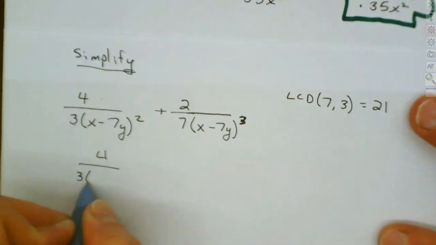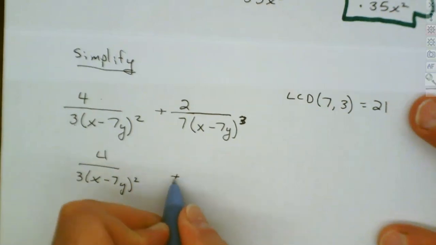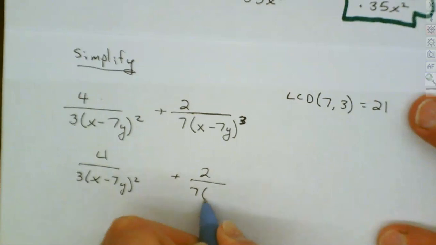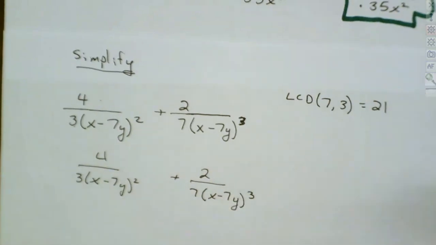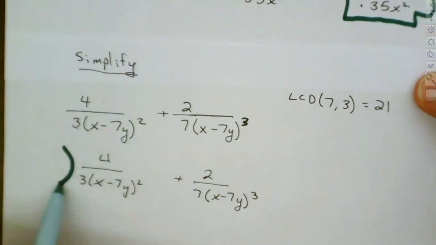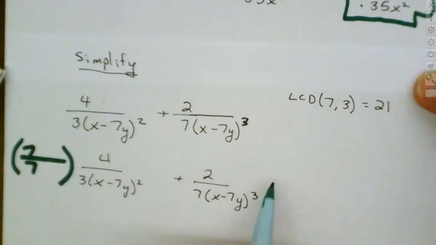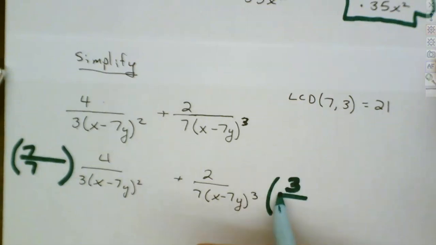So we'll rewrite again. And leave yourself plenty of room when you rewrite these. We know we need a 21. So this one has a 3. 3 times what makes it 21? 7. So we need a 7 over 7. And this one has a 7. We need a 21. So it needs a 3 over 3.